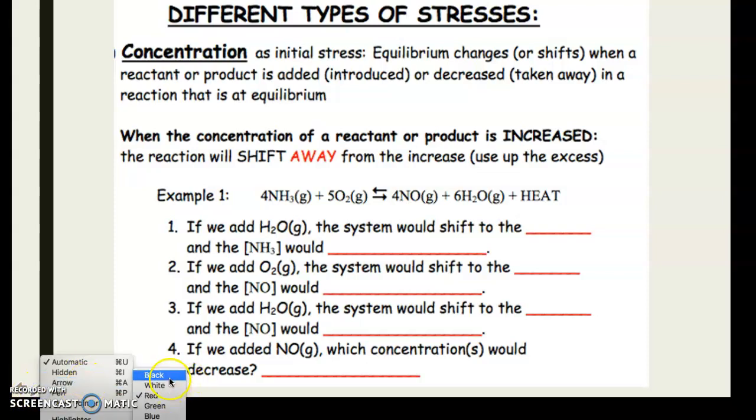So, over here we have this chemical equation: 4NH3 gas plus 5O2 gas at equilibrium will give us 4NO gas plus 6H2O gas plus heat. Since I see heat on the product side, I can already tell you that this is an exothermic reaction.